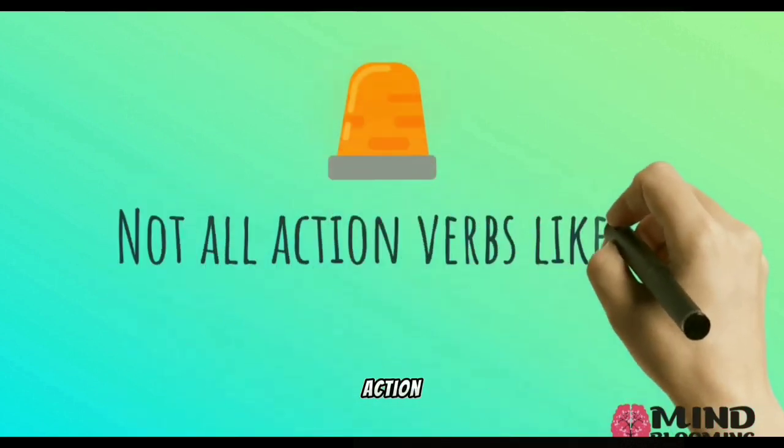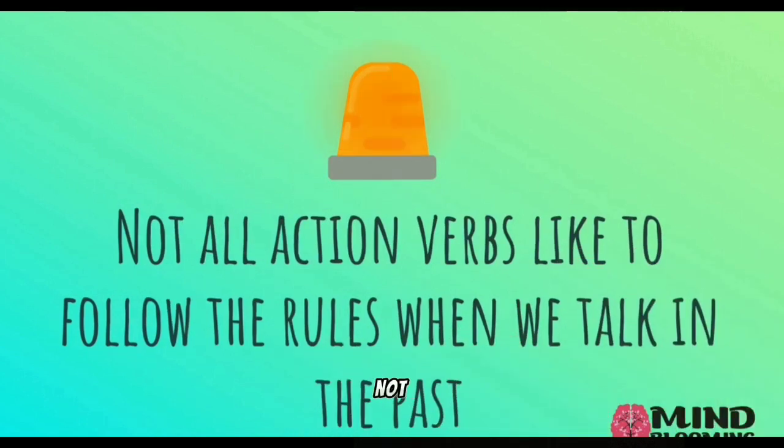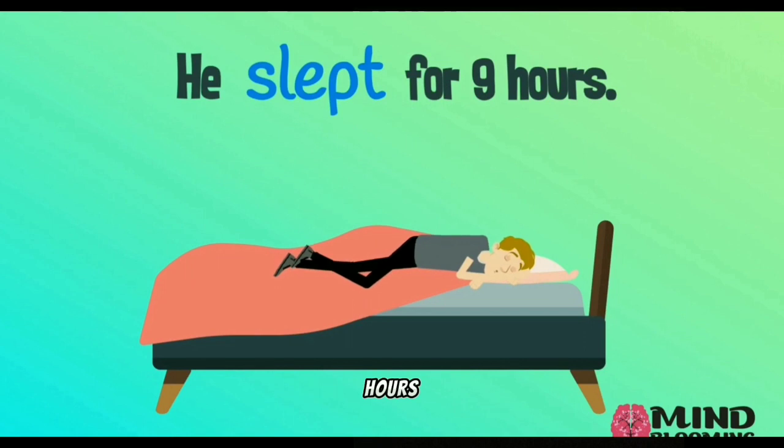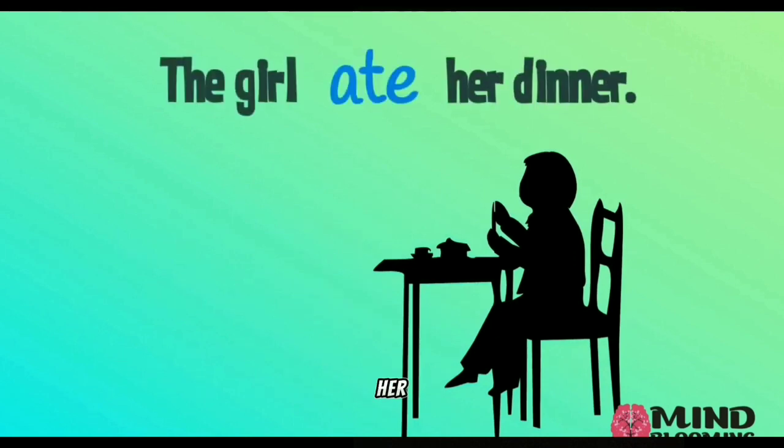Again, not all action verbs like to follow the rules when we talk in the past. So that means not all verbs we can add ed to show that they are in the past. For example, we say, he slept for 9 hours. For the verb sleep, I don't add ed like I do with other verbs. I change it completely and say slept. Another example is the verb eat. I say the girl ate her dinner, not eated.